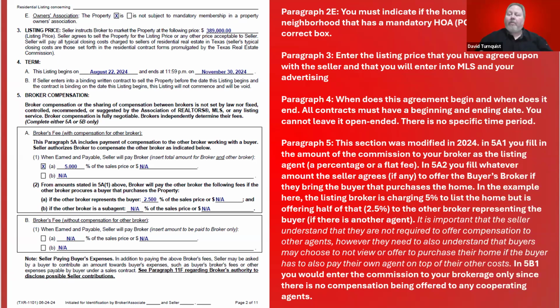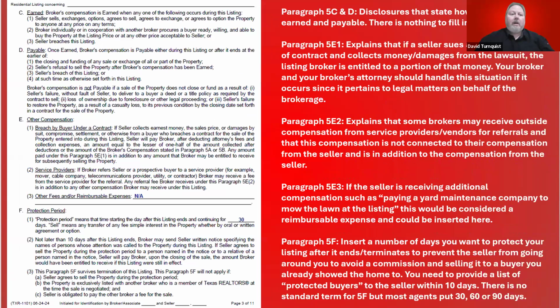There are different forms for that. The seller can offer compensation directly to the buyer's agent. They don't have to go through you as the listing agent. There's the compensation from the seller. There's the compensation between brokers. So those forms are listed on another video that I did earlier, and you can check that on my YouTube channel. All right, let's move on here.